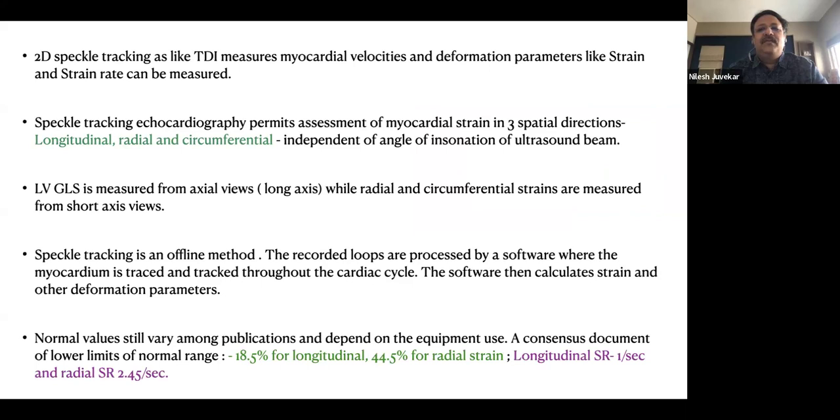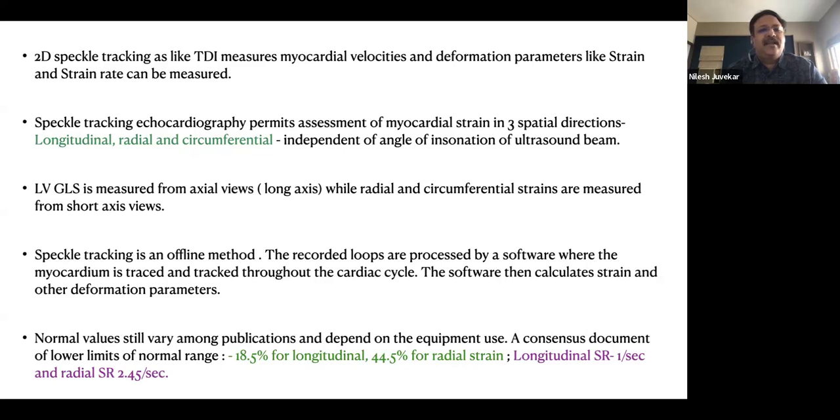Okay, so it measures the myocardial strain in three spatial directions: one is longitudinal, second is radial, and third is circumferential. The advantage is that it is independent of the angle of insonation of the ultrasound beam. The left ventricular global longitudinal strain, that is GLS, is measured from the long axis view, while the radial and circumferential strains are measured from the short axis view.